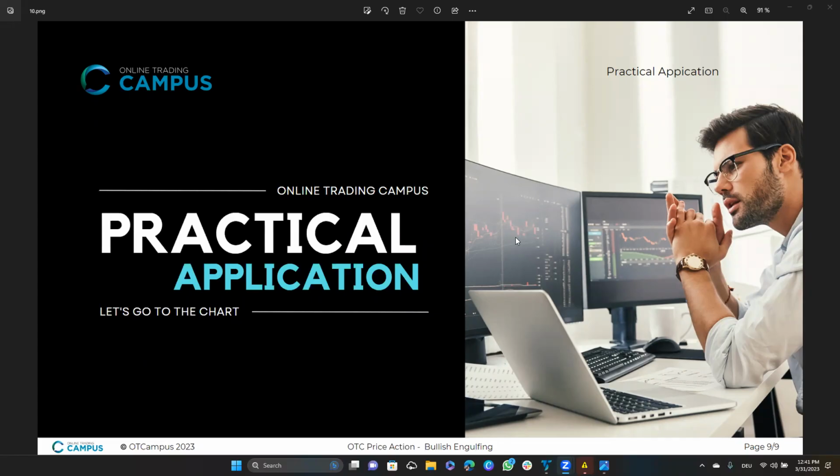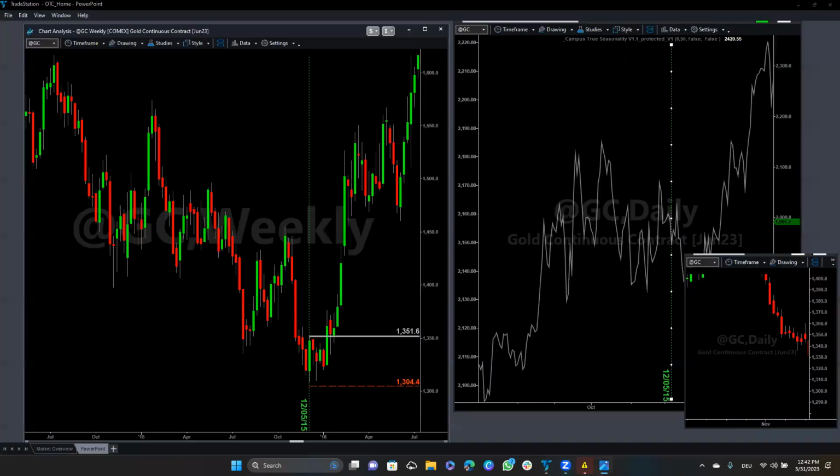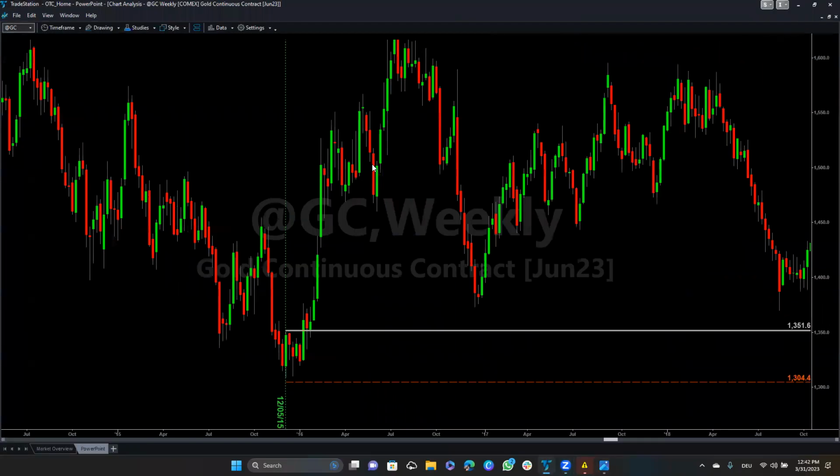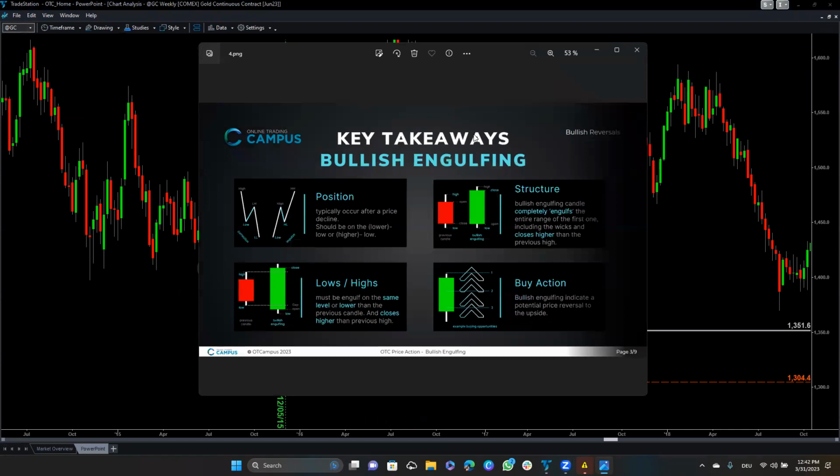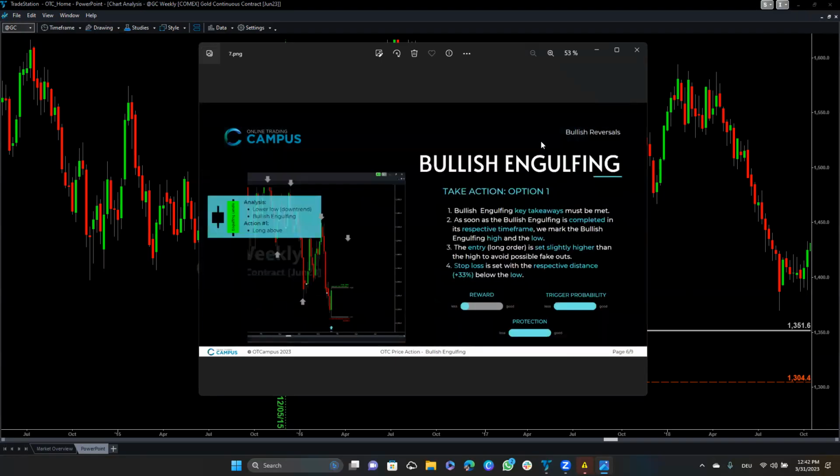Welcome to our practical application about the bullish engulfing, guys. Yeah, it is time to go in the chart, right? We had the full theory about the bullish engulfing. Let's start with how to find this bullish engulfing, and also how to use option 1, 2, and number 3 in trading. Okay, in real trading. Let's go, guys, for the first option 1.